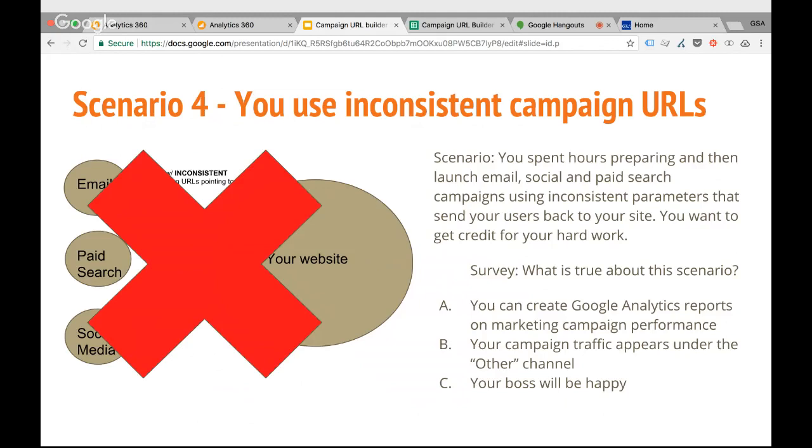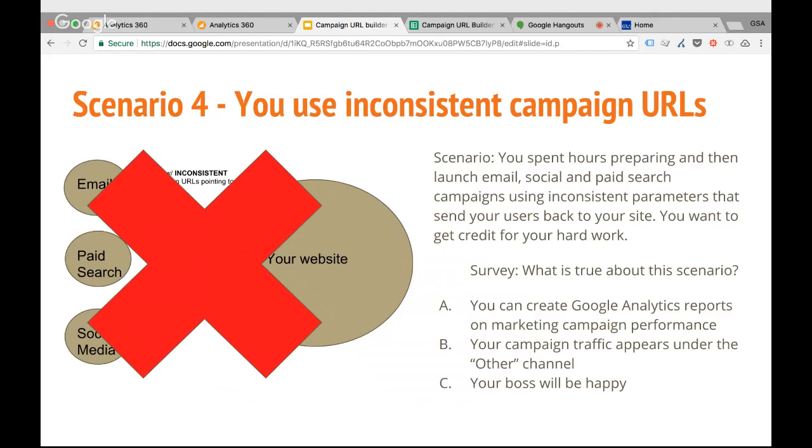So that's a challenge. The challenge here as well is that this traffic is now going to appear under the other channel. Remember, I went through the default channel grouping report under all traffic. Instead of appearing under the email channel, because you inconsistently tagged with campaign URL values that were not in alignment with Google Analytics rules, it'll appear under other. So you'll have to figure out how to slice and dice the other channel to understand your email campaign effectiveness. And I doubt your boss will be happy about this. It'll take you a lot of time.